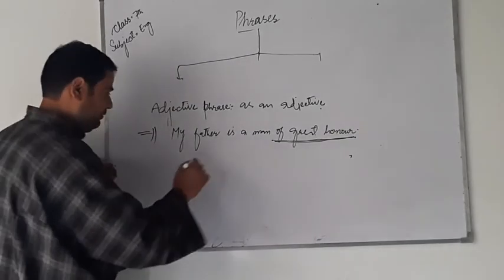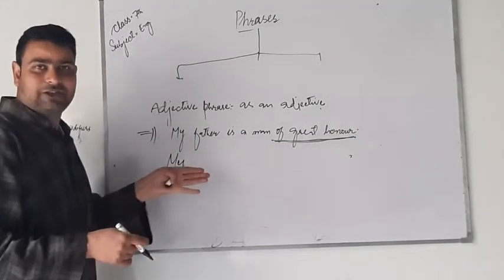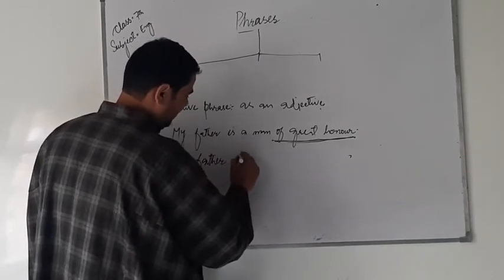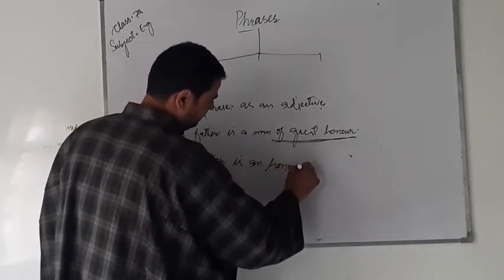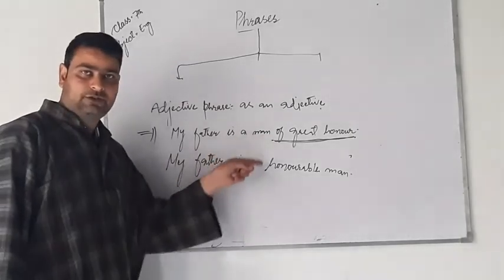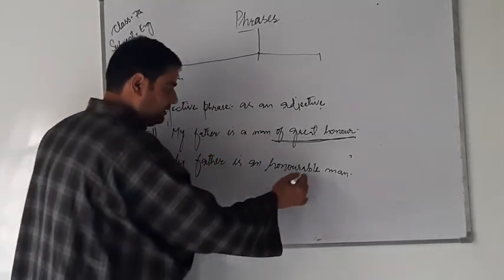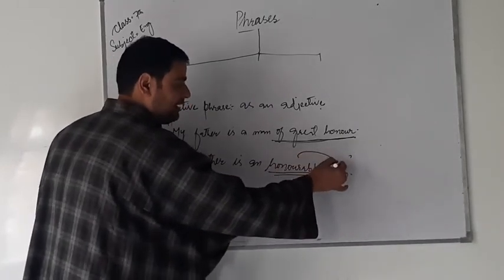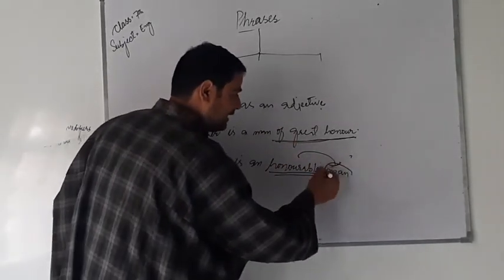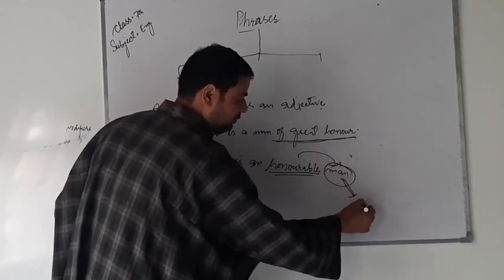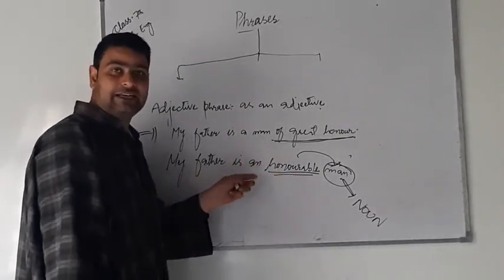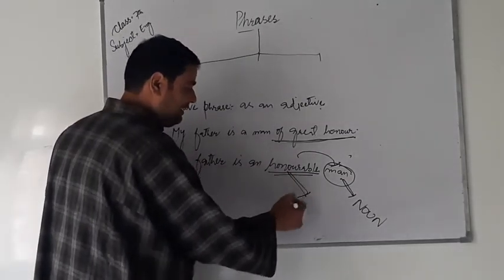But before going to that, let me make you understand by this sentence. My father is an honorable man. You compare both the sentences. Here, this honorable qualifies this word, tells us something more about this word. That is man, and grammatically it is what? Noun. So the word which qualifies a noun, which adds something to the meaning of the noun, is an adjective. So we can say honorable is an adjective.